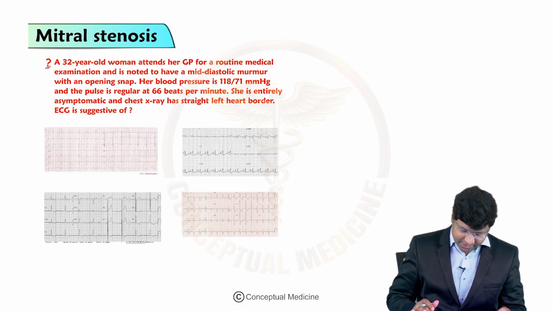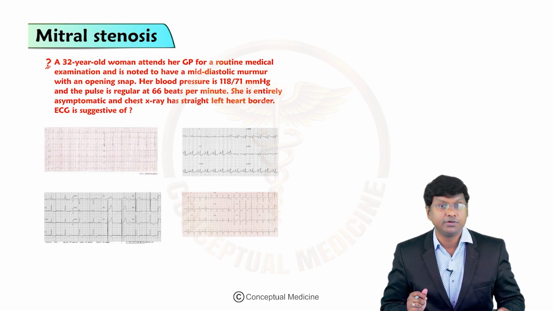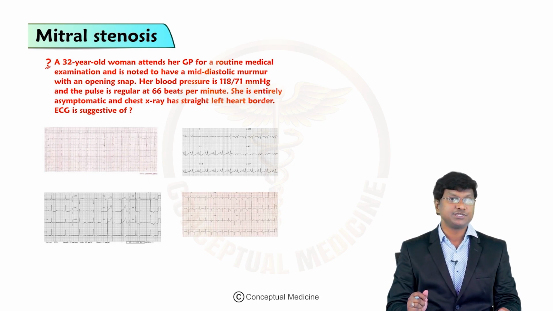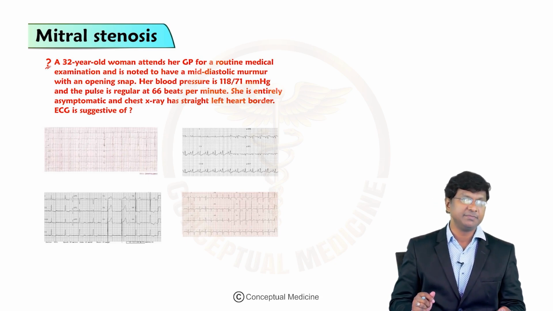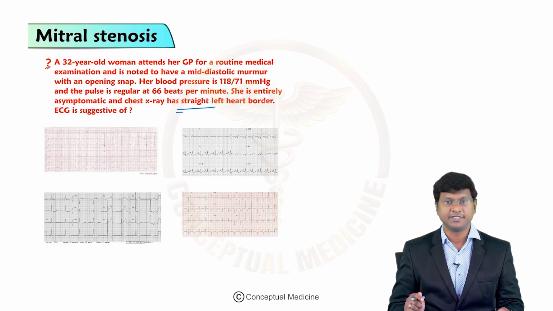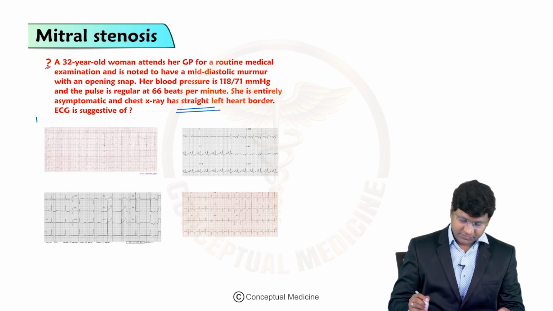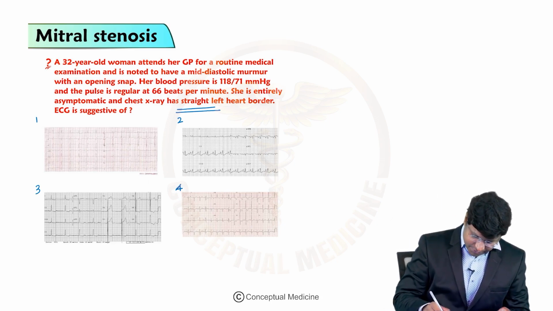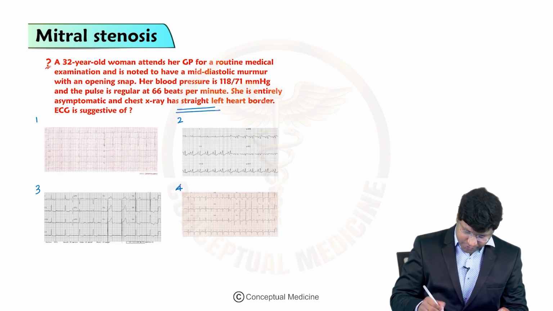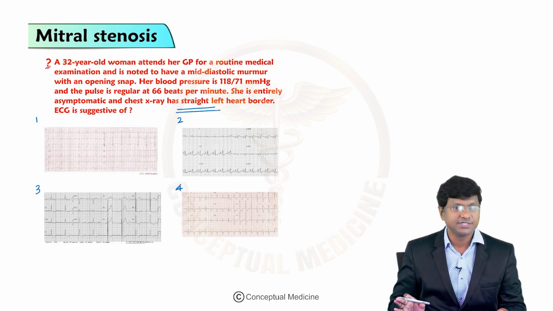Now if you see the ECG first. So the question is, a 32-year-old woman attends her general practitioner for routine medical examination and is noted to have a mid-diastolic murmur with an opening snap. Her blood pressure is 118 by 71 millimeters of mercury and pulse is regular at 66 beats per minute. She is entirely asymptomatic and chest X-ray has a straight left heart border. ECG is suggestive of, right? So 1, 2, 3, 4. So, which will be the ECG which is suggestive of mitral stenosis.